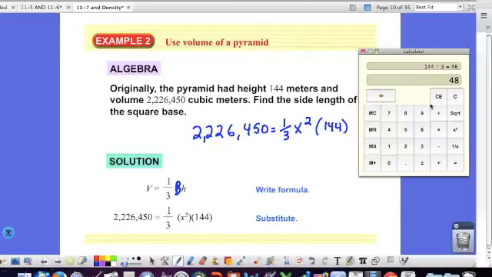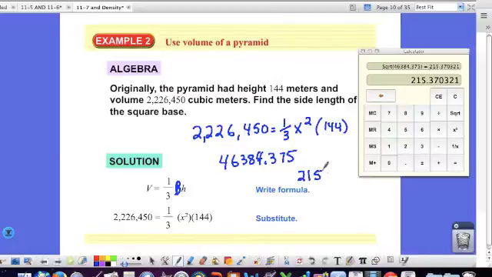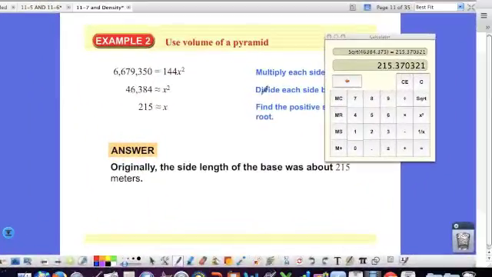And I'm going to take this 2,226,450 and divide it by 48. And I'm going to get 4,638.4375. And when I take the square root of that, I get that the side length of each square base is about 215.4. And you would still get approximately 215 rounded to the nearest whole number.